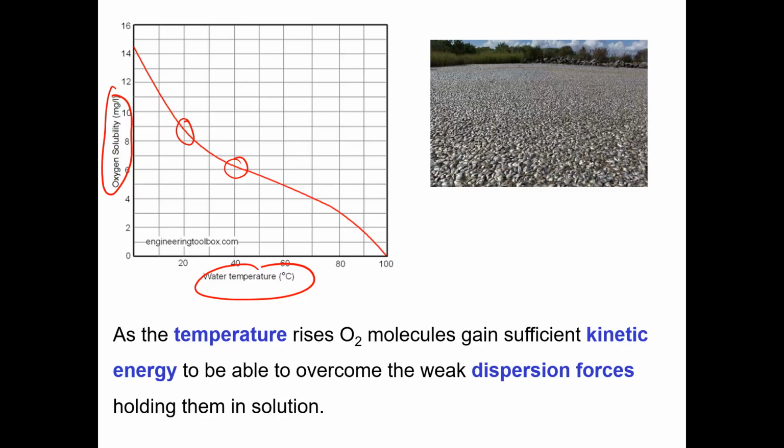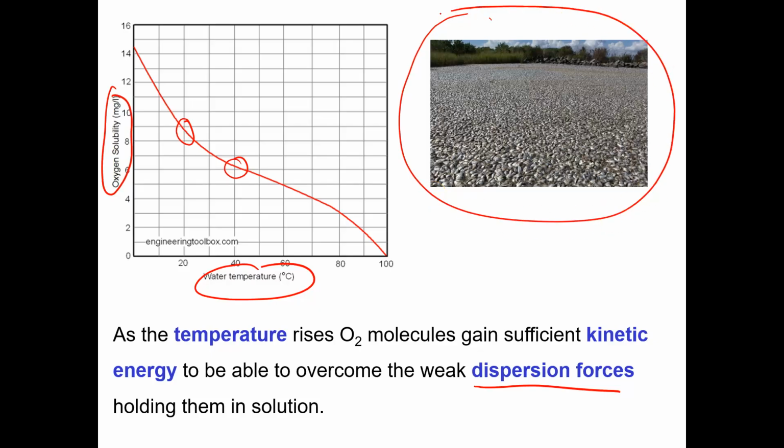So as the temperature rises, the oxygen molecules and the water molecules gain sufficient kinetic energy to overcome the dispersion forces holding them in solution, and the oxygen leaves. And if this happens on a big enough scale, you can get these really awful fish kills.